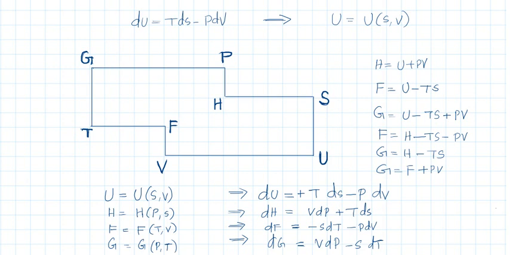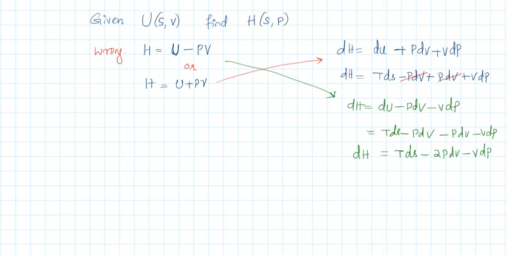Okay. Now I am saying this as an example of Legendre transformation. So what is the Legendre transformation here? Suppose given internal energy, which is a function of S and V, you want to find enthalpy H, which is a function of S and P. So you can see the brackets. S remained the same, but V changed to P. So you can write H is equal to U plus PV, right?